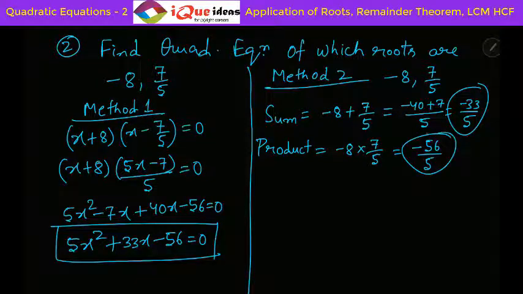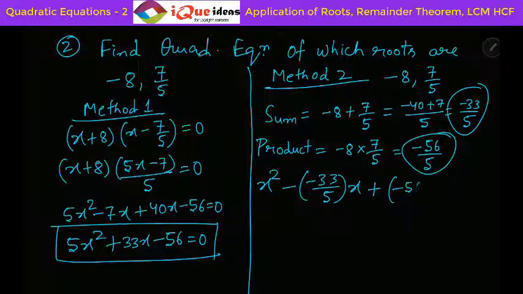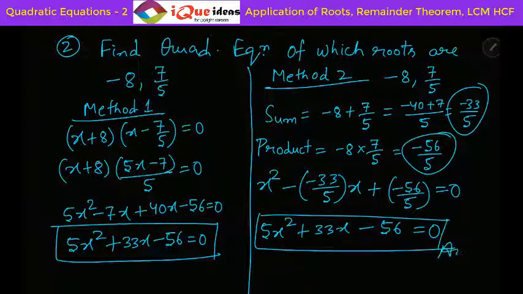Alright. So the answer will be x square minus the sum of roots, which is minus 33 by 5, into x plus the product of roots, that is minus 56 upon 5, equal to 0, right? So if you just multiply by 5 and adjust the sign, it will become 5x square plus 33x minus 56 equal to 0. So it depends a little bit on practice also, right? And you can see the answer is the same in both the cases. Whichever method you like, you can apply. Nothing to worry about. All right.